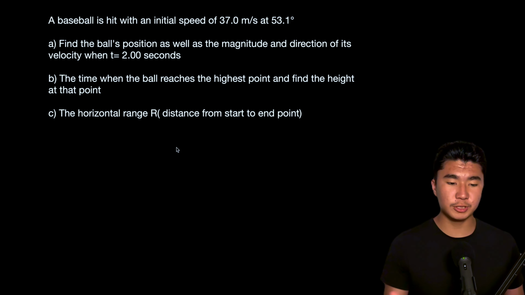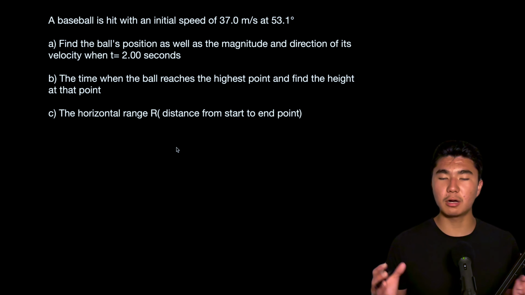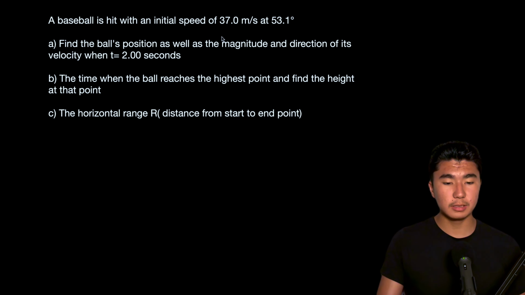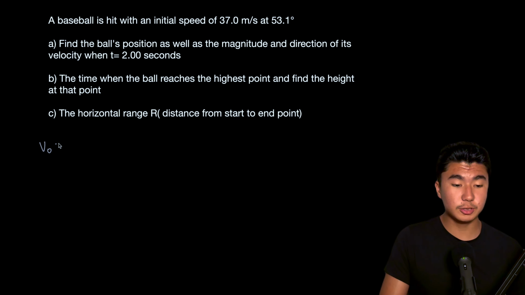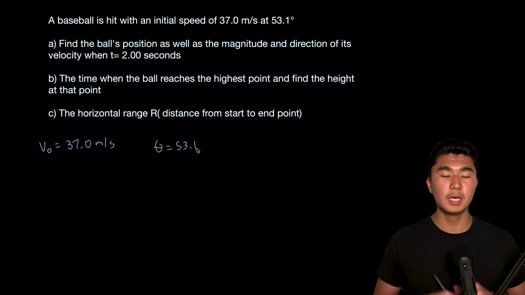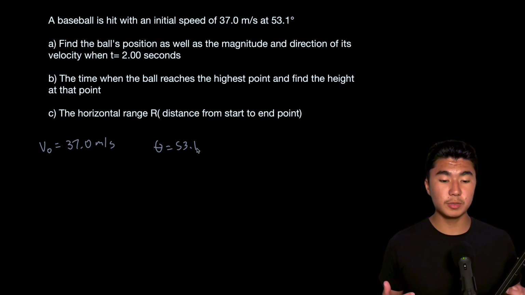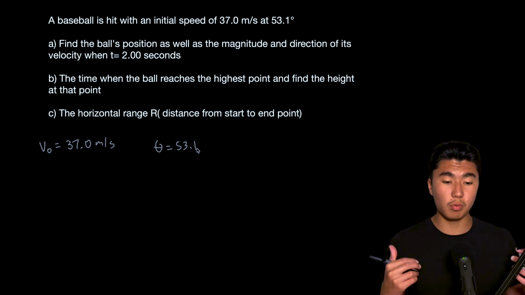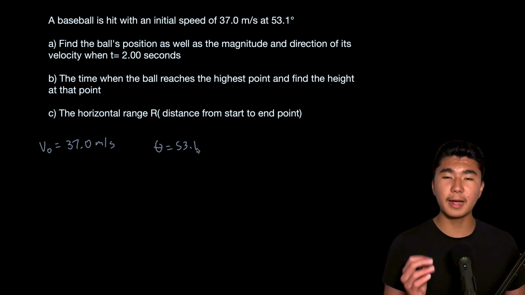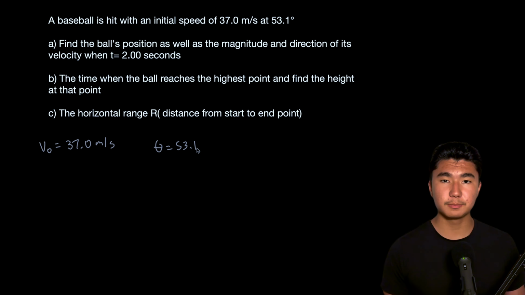So that's y motion, and the horizontal range obviously is going to be x motion. To go through this practice problem, let's see what we're given. We know our initial velocity is 37 meters per second, and we have our theta, which equals 53.1. First, let's write how we can visualize this practice problem. And if you can, I highly encourage you to pause this video and see if you can solve all of these parts.